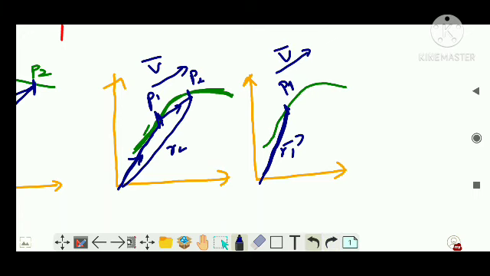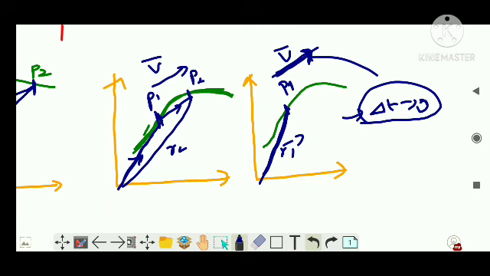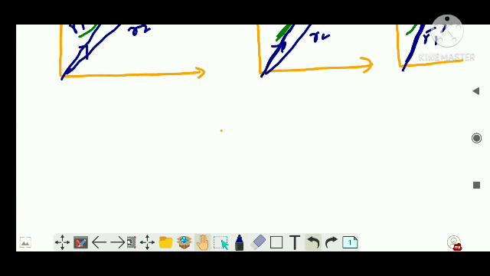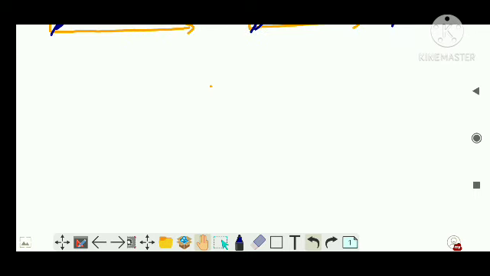So what have I done in all these conditions? I have reduced the time interval in such a way that it has approached 0. So the average velocity, when the time interval approaches 0, is known as instantaneous velocity. Clear? This is the pictorial representation, so you have understood the instantaneous velocity.